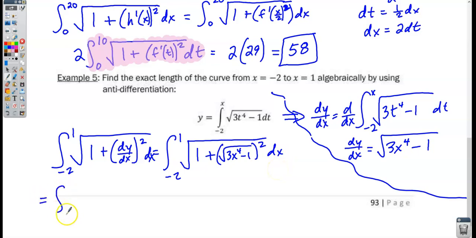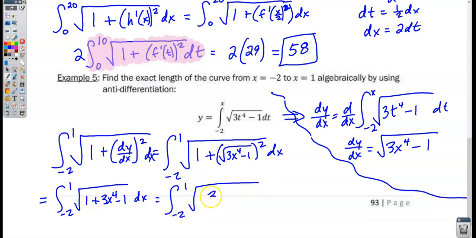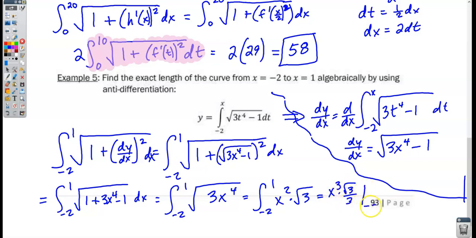Simplifying my radical here, this becomes 1 plus 3x to the fourth minus 1, which becomes the integral of square root of 3x to the fourth, or the integral from -2 to 1 of x squared times the square root of 3. Oh, I'm running myself out of room here. And then the antiderivative of that is going to be x to the third times the square root of 3 over 3, evaluated from -2 to 1.